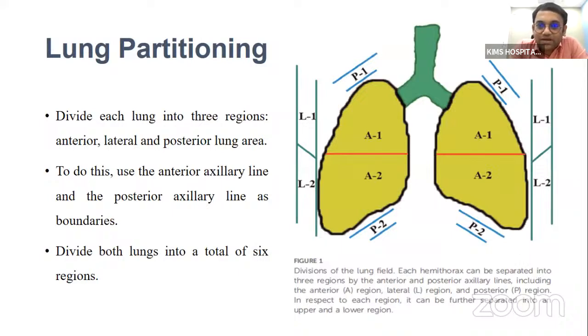In this way, each lung can be divided into three regions, and each region is again divided into two halves. So overall, we have 6 regions in each lung, and a total of 12 regions in both lungs. In this way, we can partition the lung.